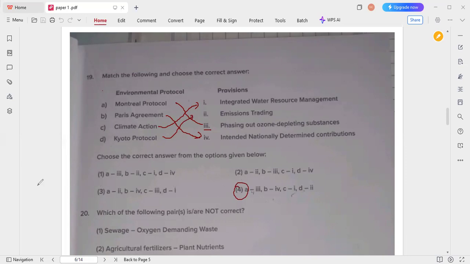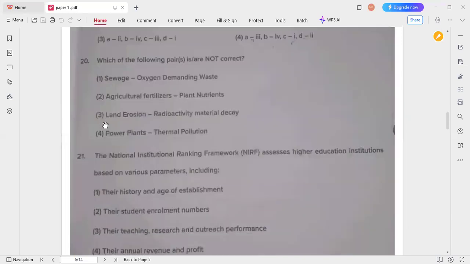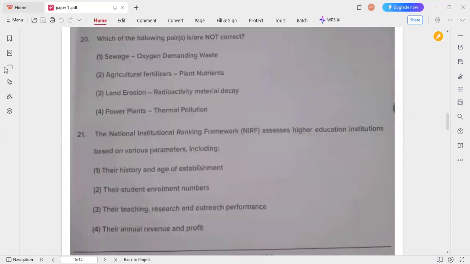So next question. Which of the following pairs are not correct? Sewage, oxygen demanding waste, agricultural fertilizers, plant nutrients, correct. Then land erosion, radioactivity, material decay, not correct. Power plants, thermal pollution. So option 3 is the correct answer, which is the not correct pair.